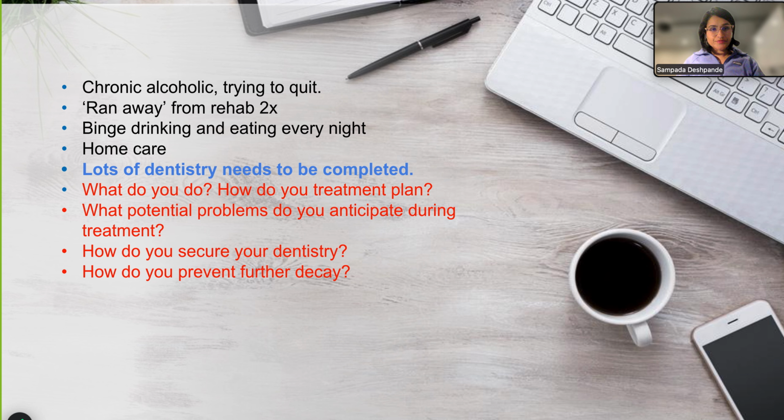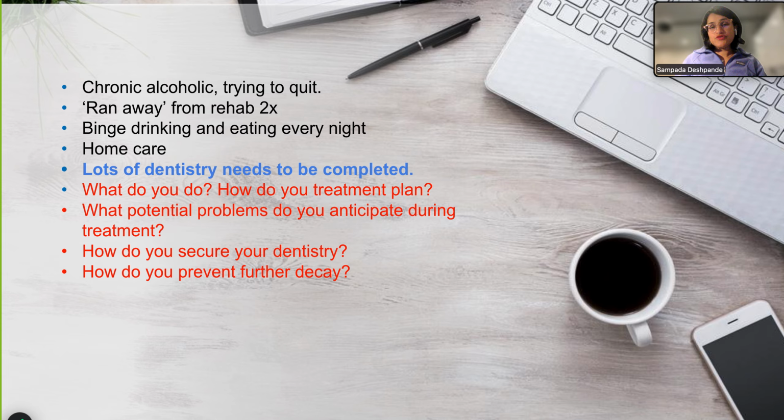What is missing? Turns out he was a chronic alcoholic and he was really, really just trying to quit. His family had tried to send him to rehab twice, but he ran away, which means that he didn't finish completing his rehabilitation. He would binge drink and eat every single night and would always, always be extremely tired in the mornings because of that. Was receiving care at home from his mom and very, very loving family support system.